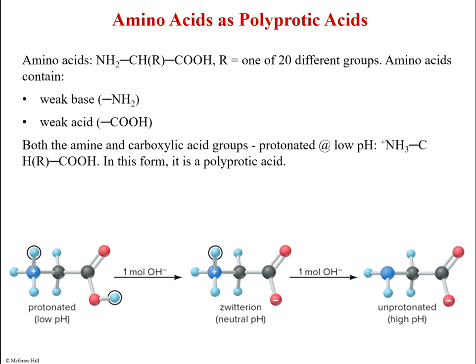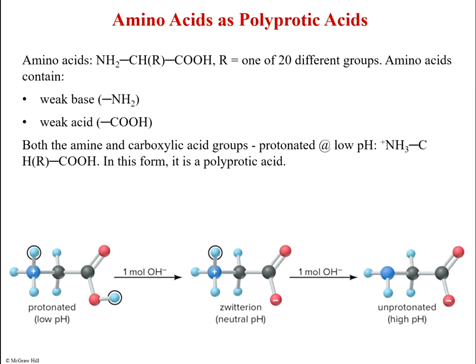Amino acids are polyprotic acids. They're very important ones. Amino acids have the general structure NH2 with a central carbon, which can have 2 functional groups on it, and that's attached to a carboxylic acid moiety. And for naturally occurring systems, R is a functional group that can be one of 20 different chemical structures. So amino acids contain a weak base part, that is the NH2, like ammonia, and they contain a weak acid part, like acetic acid, a carboxylic acid.